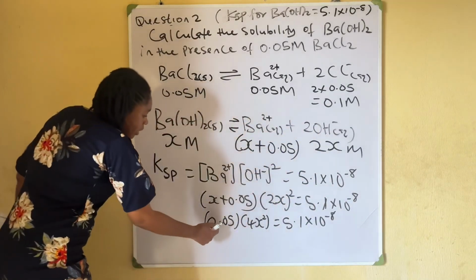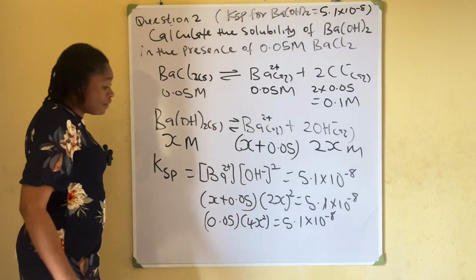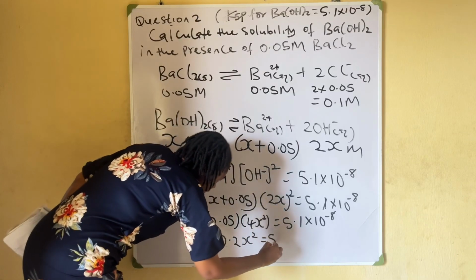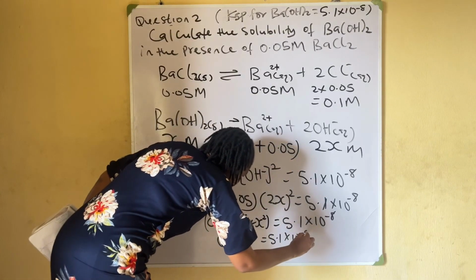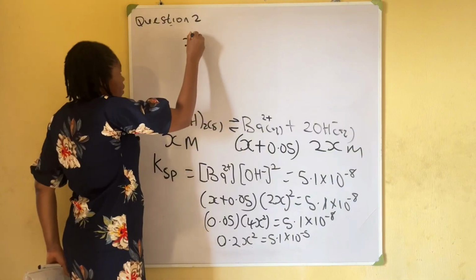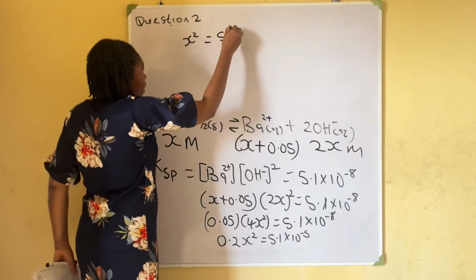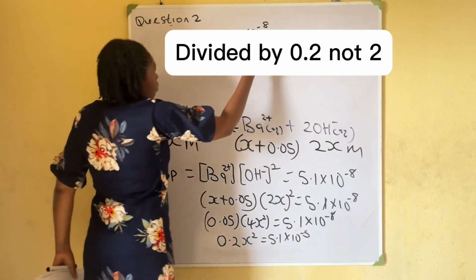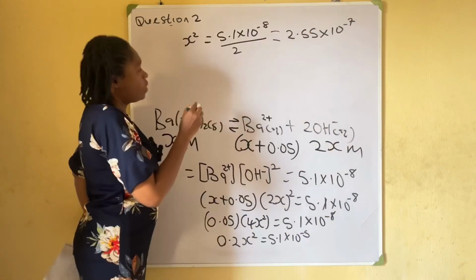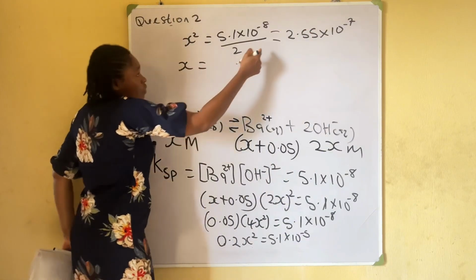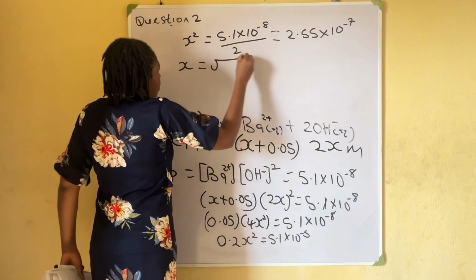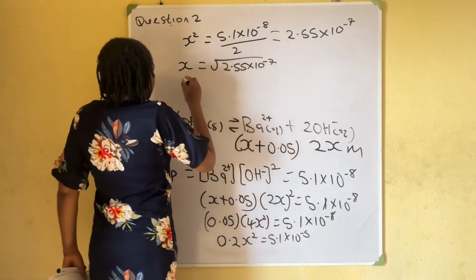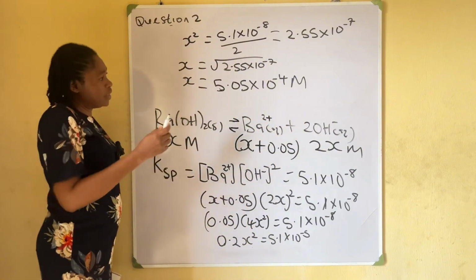So next thing, 0.05 times 4. So we're having 0.2, that's 0.2 s squared equals 5.1 times 10 raised to the power minus 5. S squared will be 5.1 times 10 raised to the power minus 8 divided by 2. So the value will be 2.55. Square root of this value, the square root of 2.55 times 10 raised to the power minus 7, is 5.05 times 10 raised to the power minus 4.